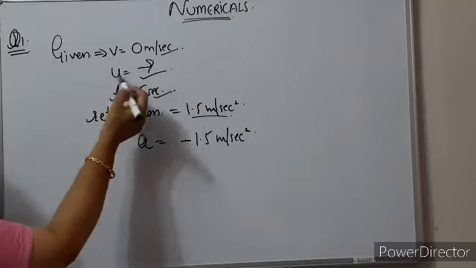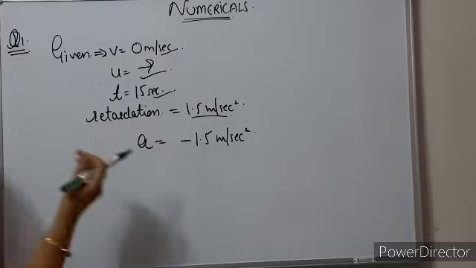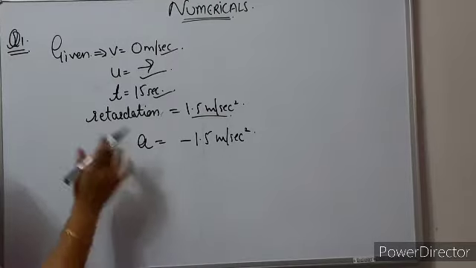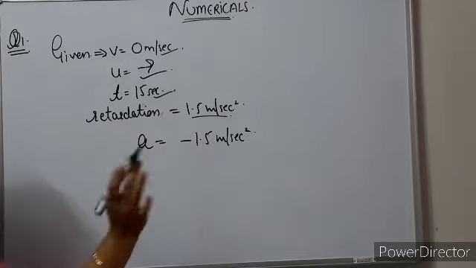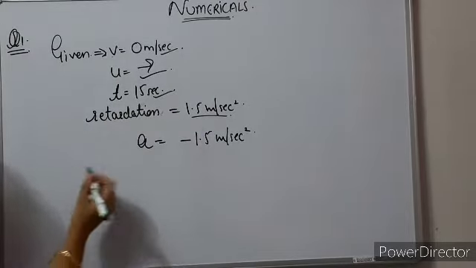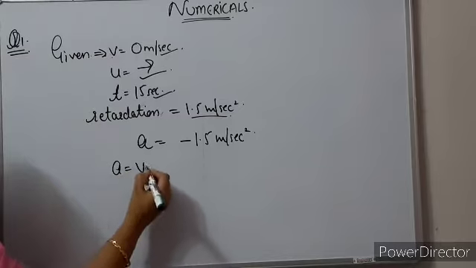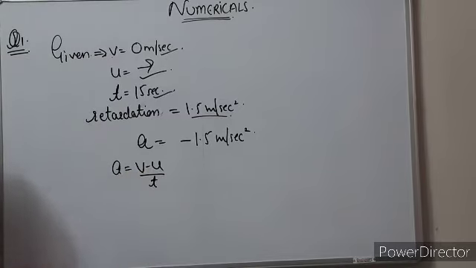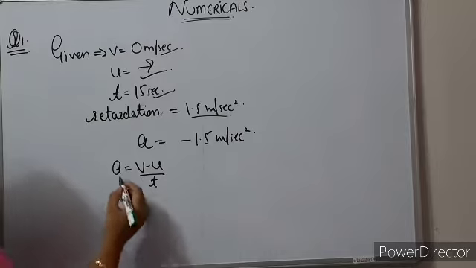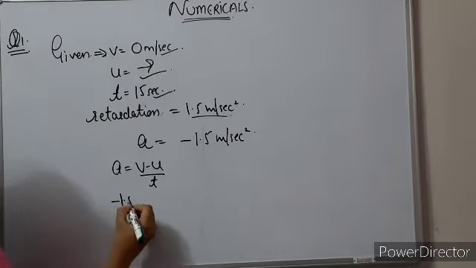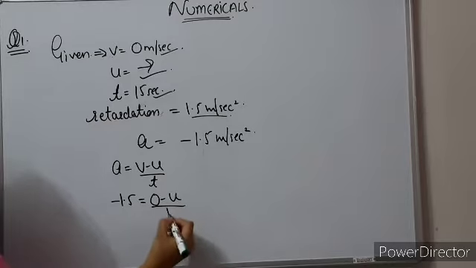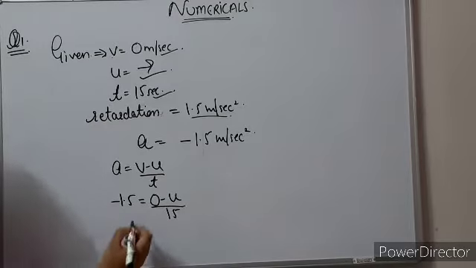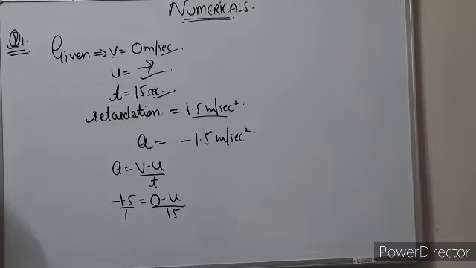Now we have to find out the value of u. We have to apply the formula. First we have written the given, then conversion. I guess no conversion is needed here. Then the third is the formula to be used. So the formula here is a = (v - u)/t. Now substitute the values. a is minus 1.5, v is 0, u you have to find, time is given 15. So it is minus 1.5 over, nothing is written, so I have written there 1.